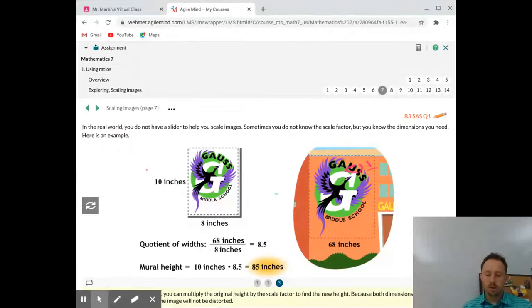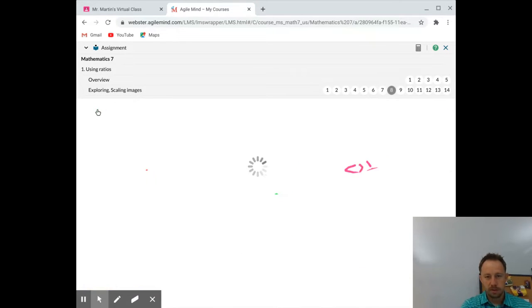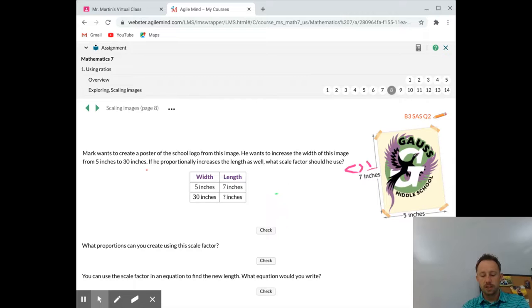All right. So go ahead and look at that next one. It's showing a new measurement, right? On this new measurement, it says that Mark wants to increase the width of his image from 5 inches to 30 inches. All right. So we got to figure out what scale factor he should use. All right. So what I want you to do right now is I want you to work on your own to answer the questions on this page. Okay. I'm going to give you, I guess, about 4 minutes to try to do this on your own.